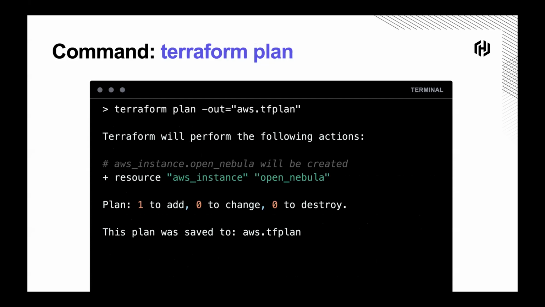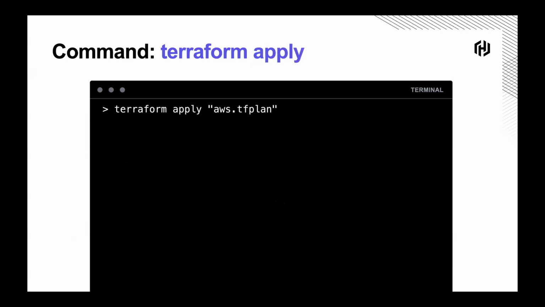So here, when we run this command, Terraform will show you all of the changes that it's about to make, and then we're saving it into that aws.tfplan file. Our plan looks good, so let's apply this. This step might take a little bit of time because Terraform is communicating with your cloud API. So depending on how that's set up and your latency, time will vary.